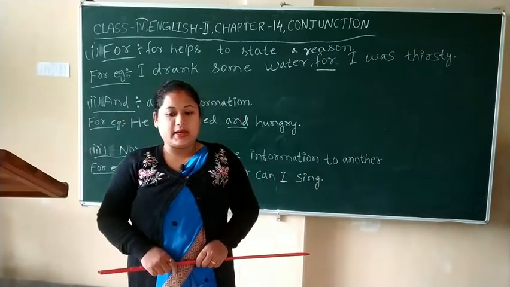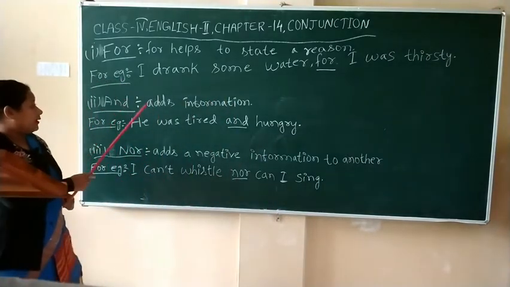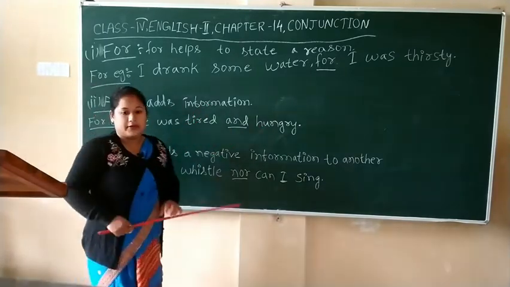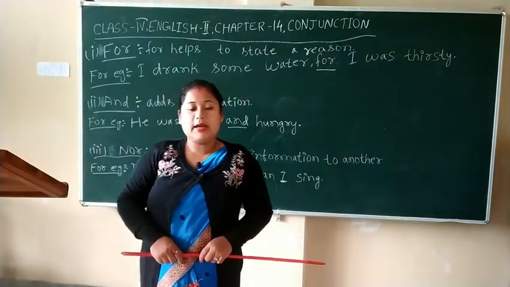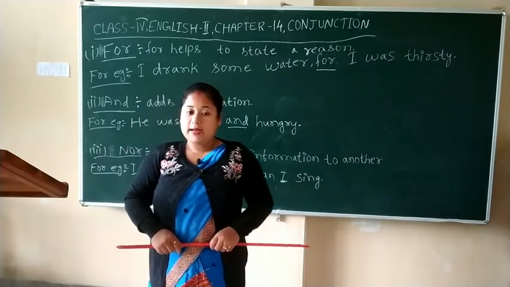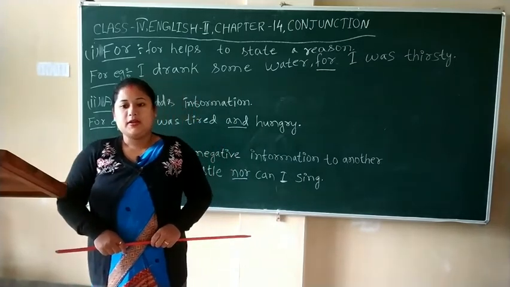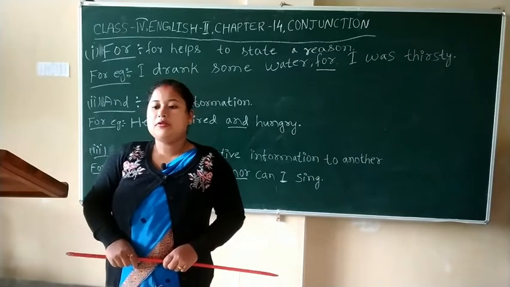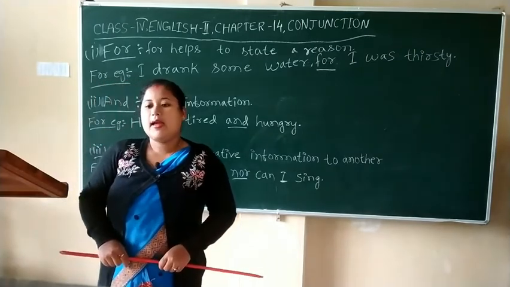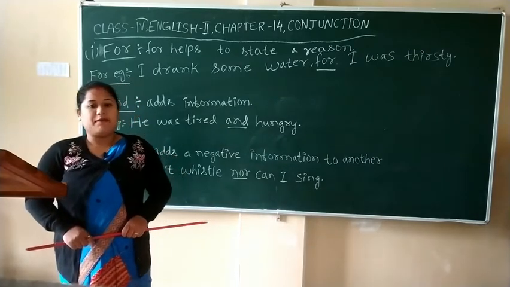The next coordinating conjunction is and. And adds information. For example, he was tired and hungry. Here, and is used to convey the two feelings, tiredness and being hungry. Uses of and. The word and can be used to join two words. It can join two sentences and is used as a conjunction to add information.